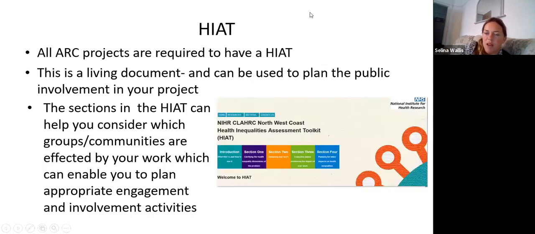So I'm just going to talk a bit about some of the processes that we have in the ARC that are opportunities to think about public involvement. So the HIAT, which stands for the Health Inequalities Assessment Toolkit, which I don't think was created by the ARC, but someone in the ARC was involved in creating it. Is that right, Jenny? Do you know much about it?